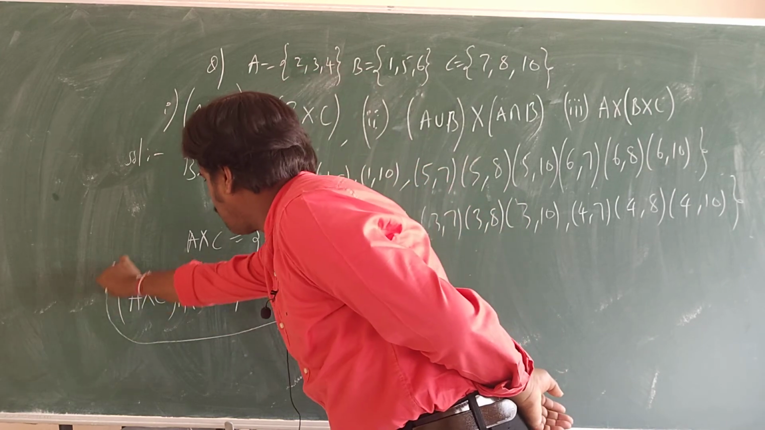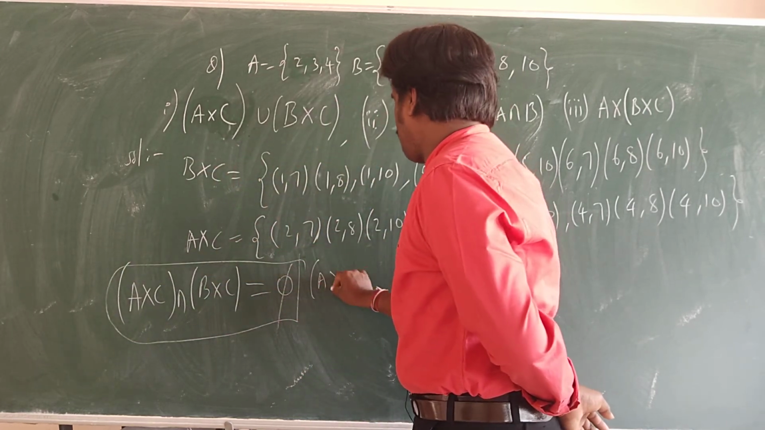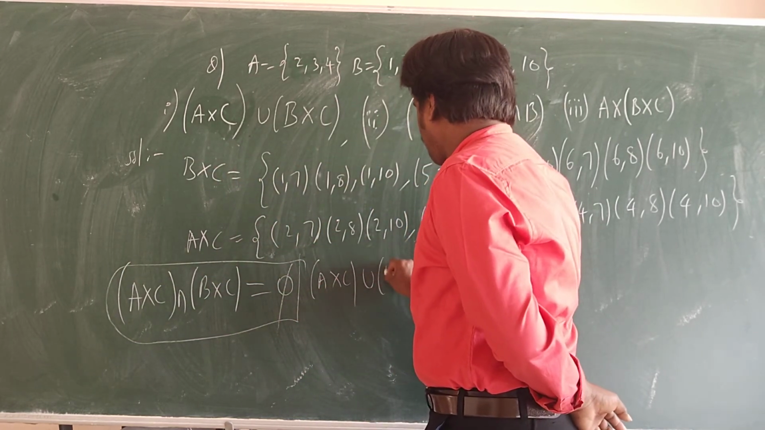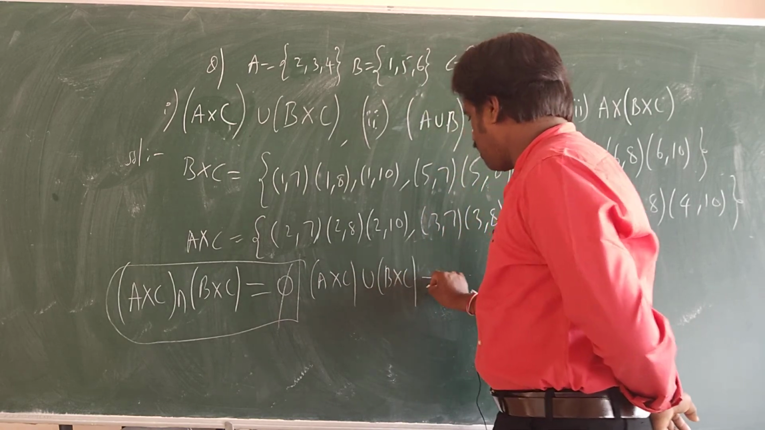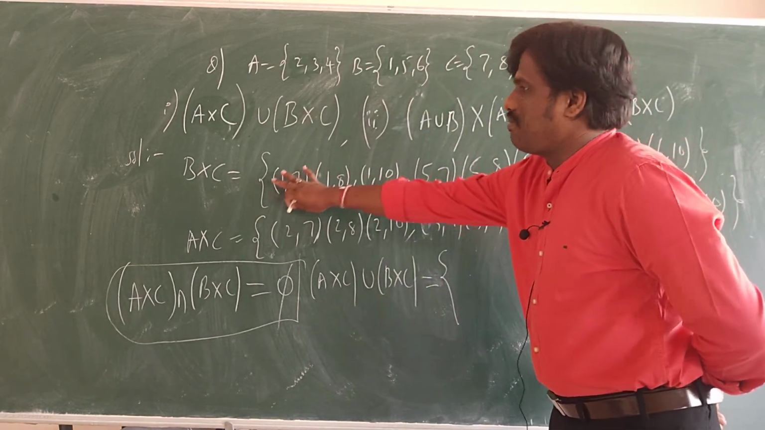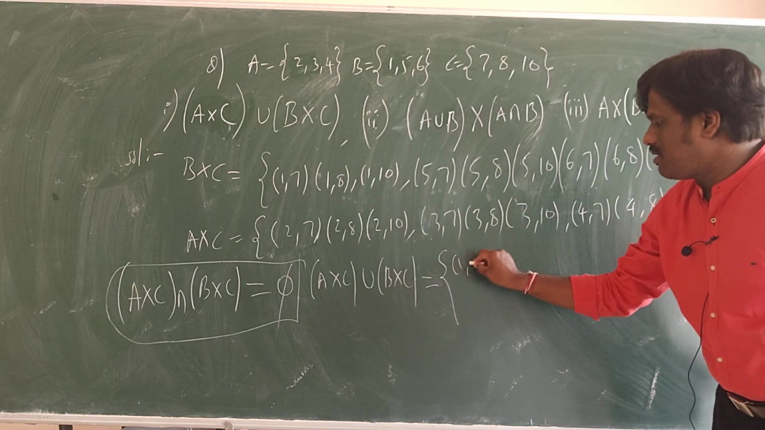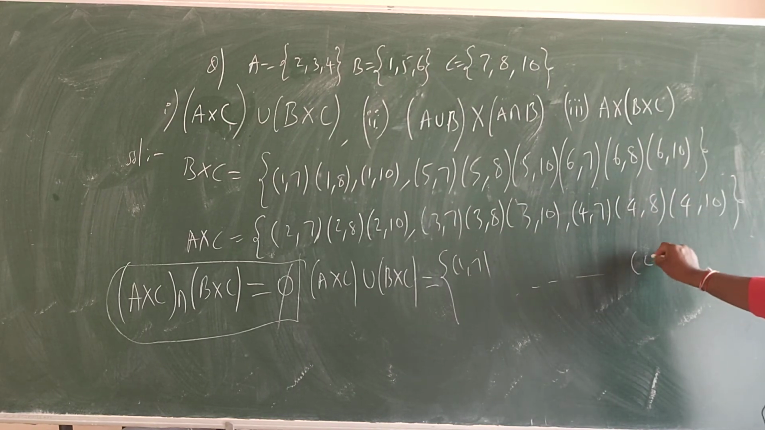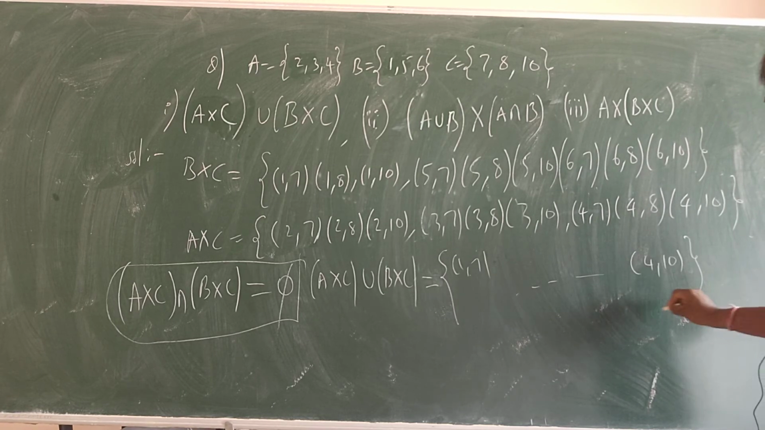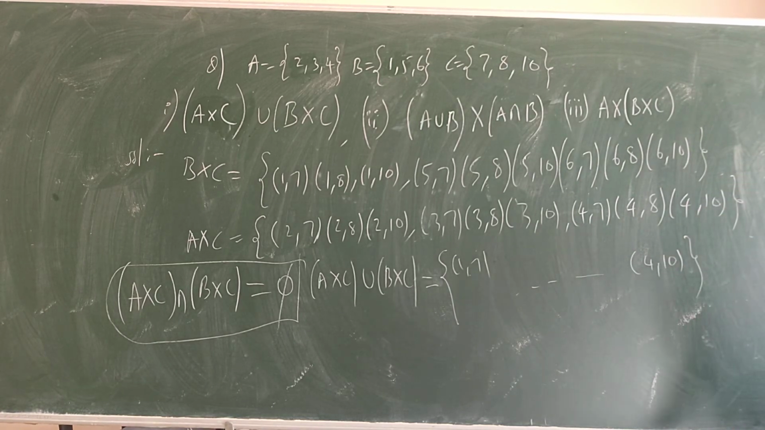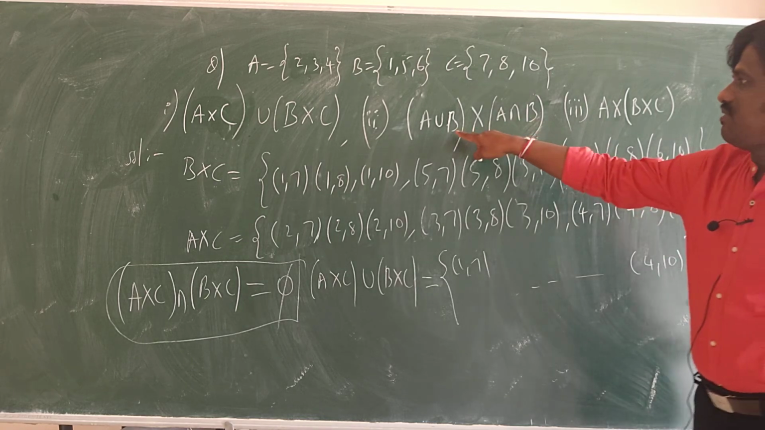Okay, this is done. And the next question is A cross C union B cross C. If it is union, you have to write all these elements again. Starting from the first, 1 comma 7, you will end up with 4 comma 10, then you close. Right? This is what union and intersection are. Understood this concept? Yes, madam? Yeah. Now here, this one.